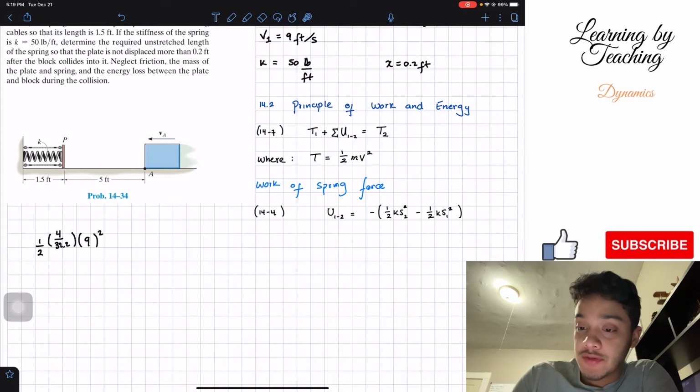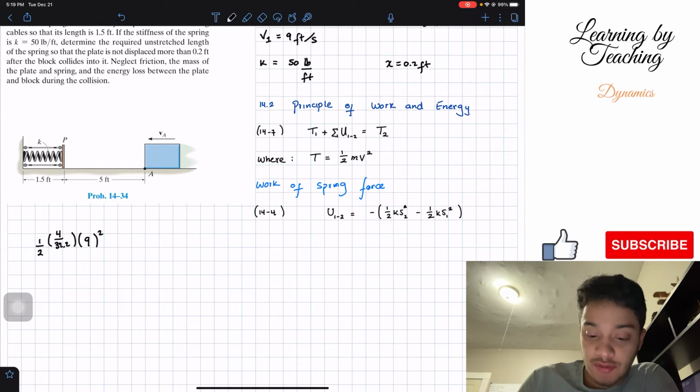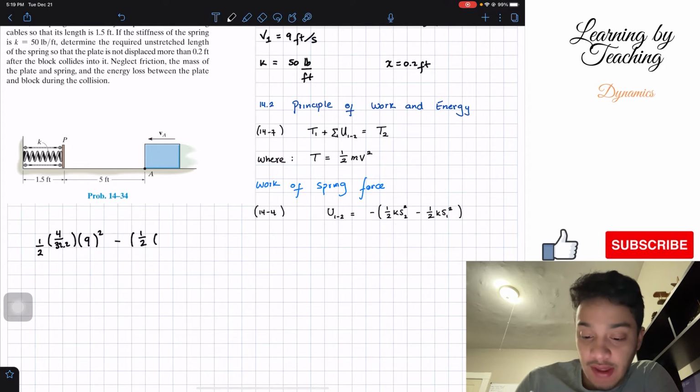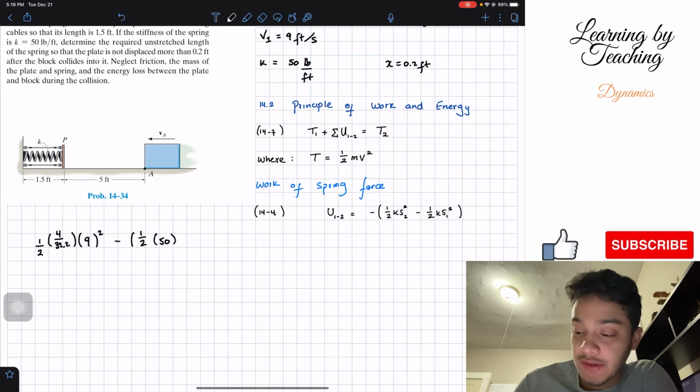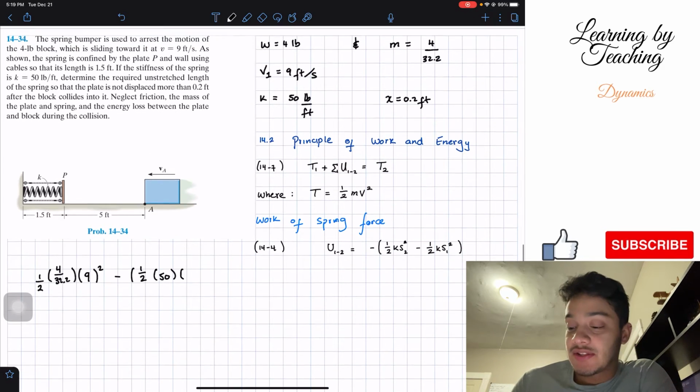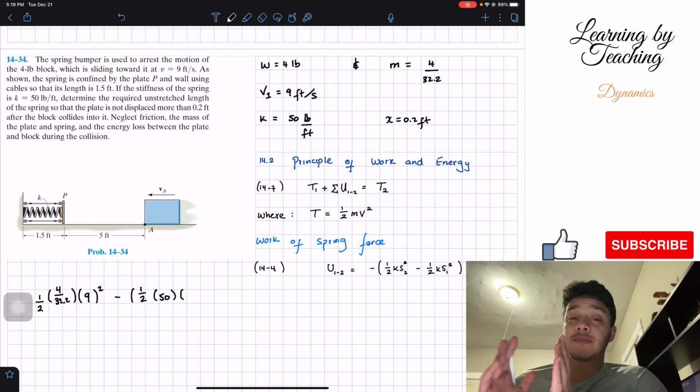Now, for the force of the spring, we're going to follow these equations. So what do we have? We've got negative 1/2 k, where k is given as 50 by the problem, times the change of displacement of our spring.